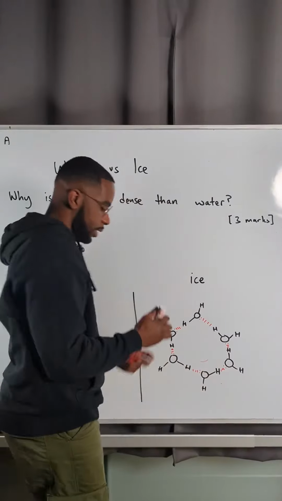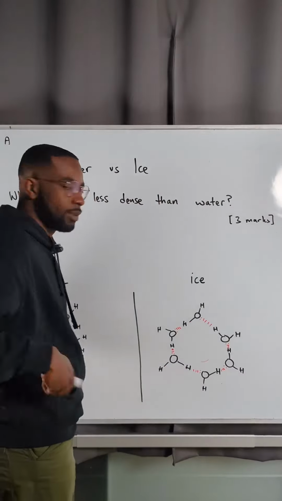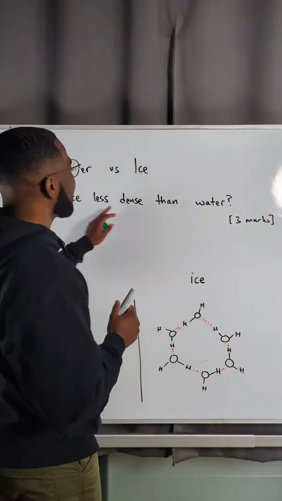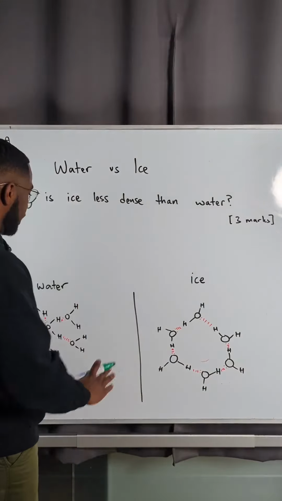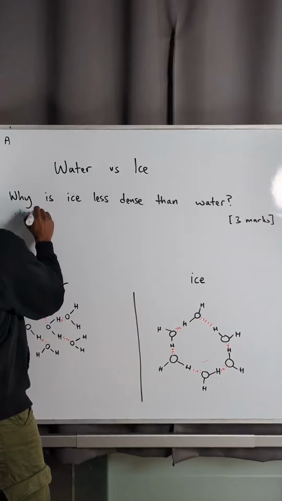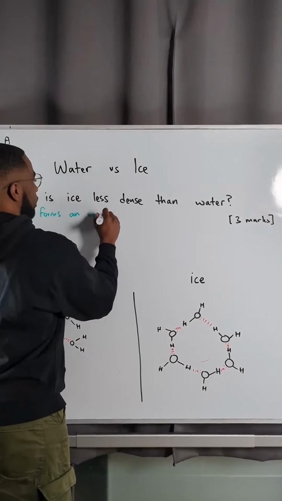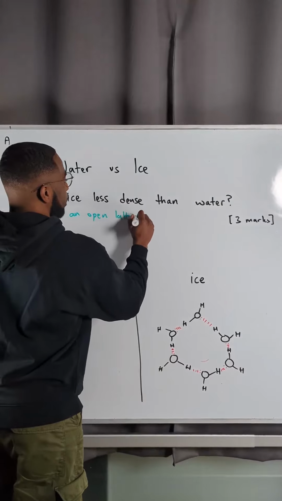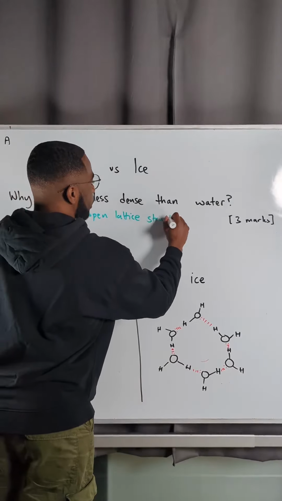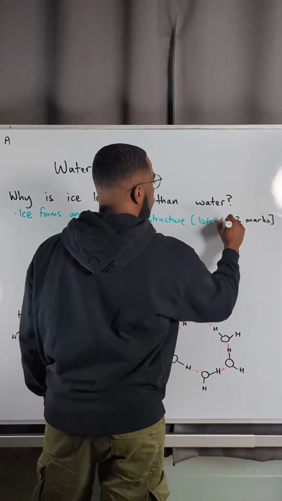So when it comes to answering this question, let's swap pens for the green one. So why is ice less dense than water then? In terms of answering this, looking at these two structures, what you can say is, for the first point, ice forms an open lattice structure. And lattice just means regular repeating structure. And what that means is there are lots of gaps.